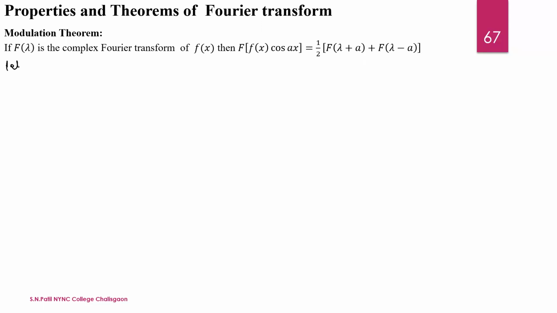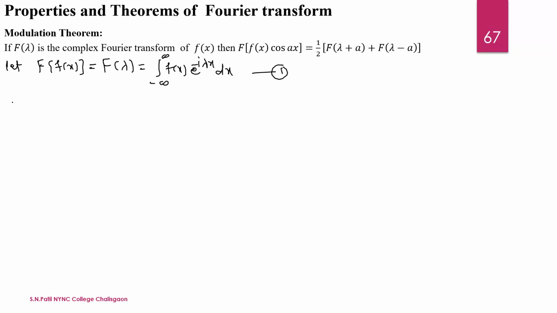Fourier of f of x is equal to capital F of lambda, and defined by the formula, integral from minus infinity to plus infinity f of x e to the power minus I lambda x with respect to x. Okay, now we find the Fourier of f of x into cos ax.